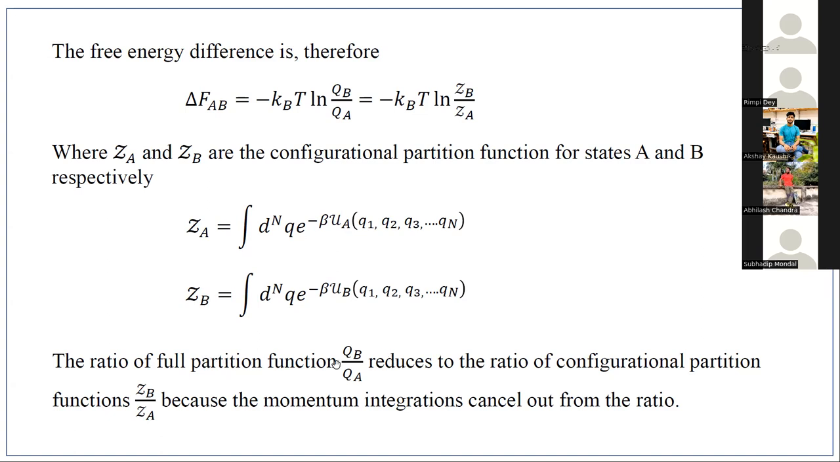In this ratio of full partition functions, QB upon QA reduces to the ratio of configurational partition functions ZB to ZA, because the momentum integration cancels out from this ratio. So if we put in the partition function here, the kinetic energy part is cancelled out, and only the potential energy term is of interest.